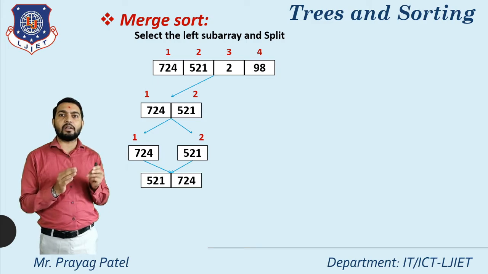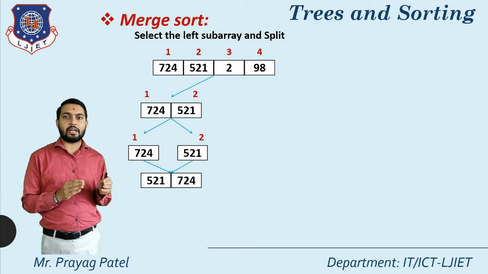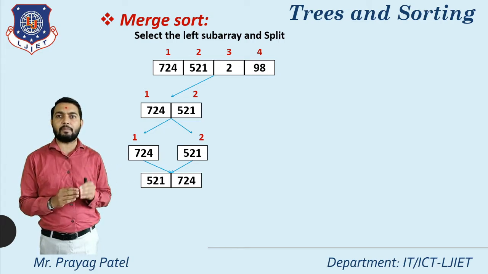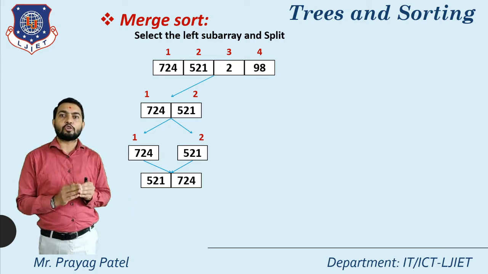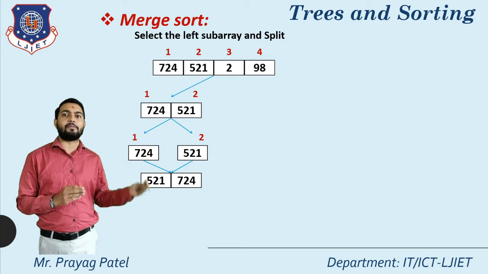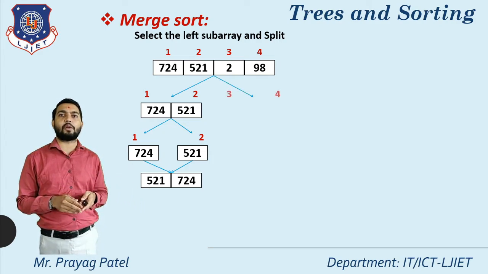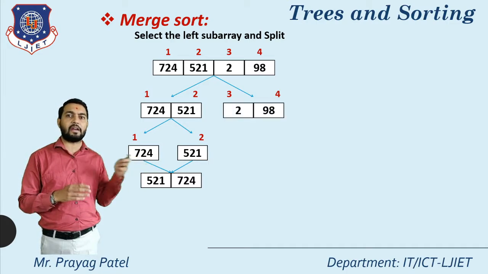Then we will get one sorted list, and this sorted list contains the 1st and 2nd elements. So here first we put the smallest element, then we put the largest element: 521, then 724. So these 2 elements are sorted. Now in the same way we have to perform the operation for the next 2 elements, 3 and 4.